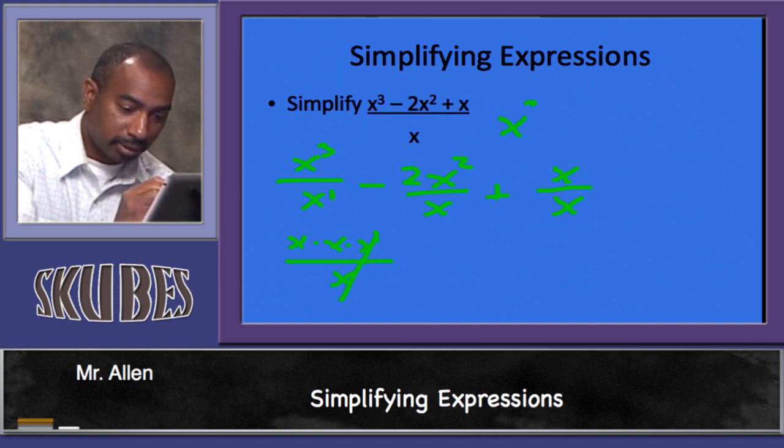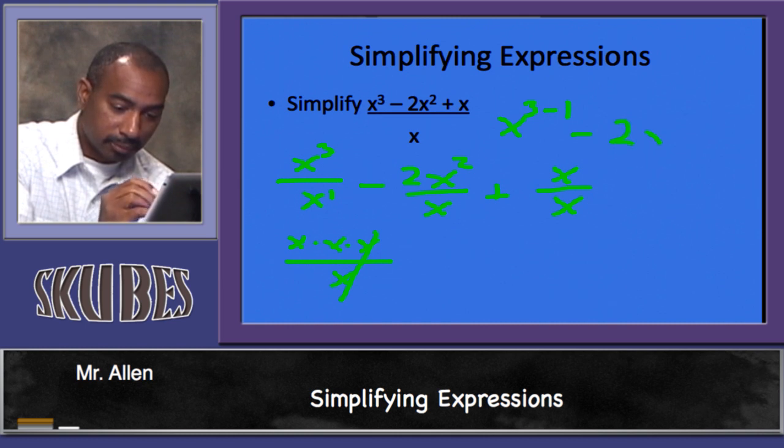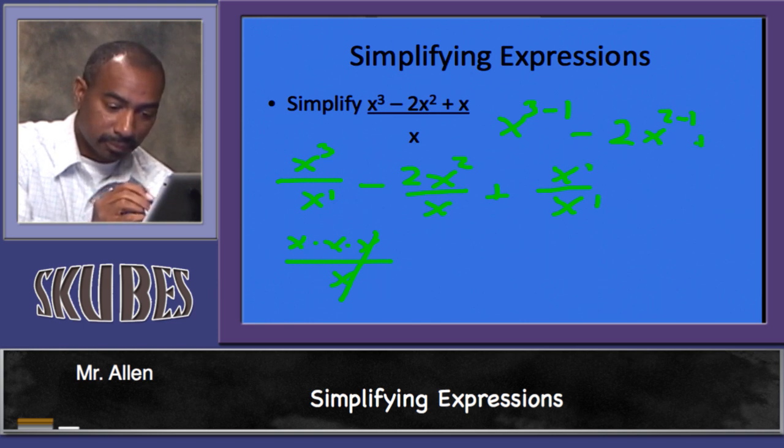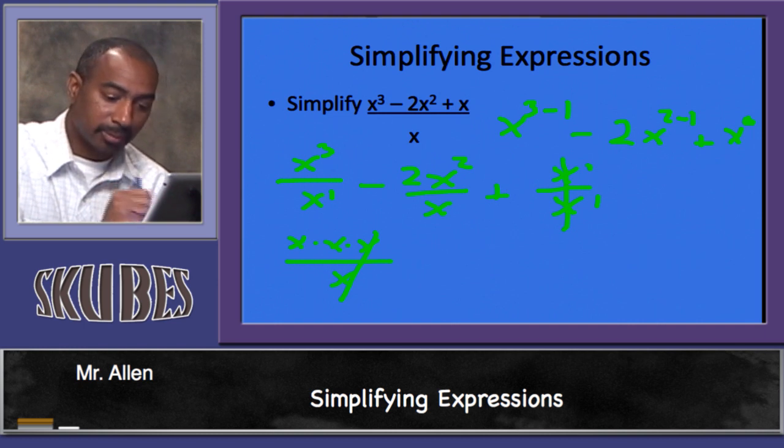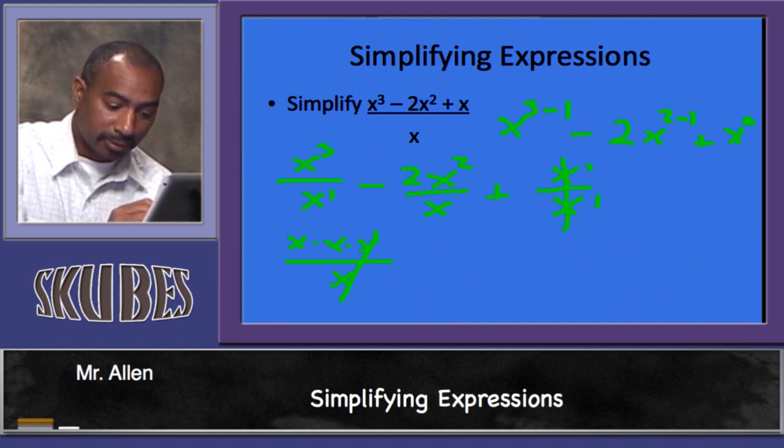So that's like x to the 3 minus 1. And this is 2x to the 2 minus 1. And 1 minus 1 is 0 here. So that's x to the 0. And the definition of that is 1. Or you know that x divides into itself one time. So you're going to wind up with this as an answer. You have x squared minus 2x plus 1. That's how that works.